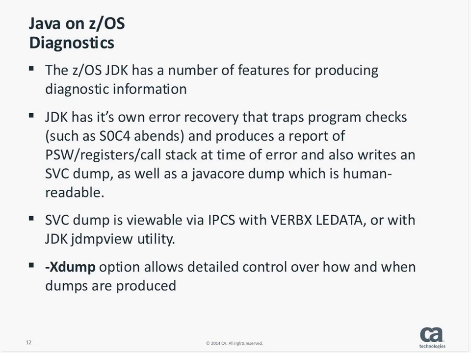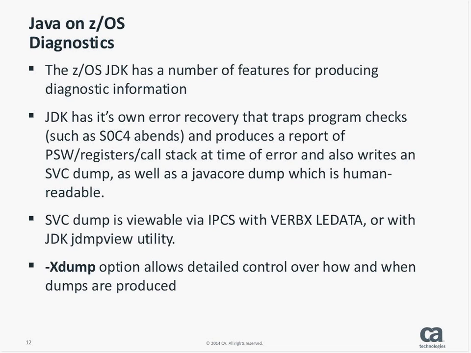Additionally, the JDK has its own error recovery that traps program checks, and produces a report of PSW registers and call stack at the time of the error. It also writes an SVC dump, which is readable by IPCS, and a Java core dump, which is a plain text file that's human readable. It also supplies some utilities that you can use to do some analysis on the Java core dumps.